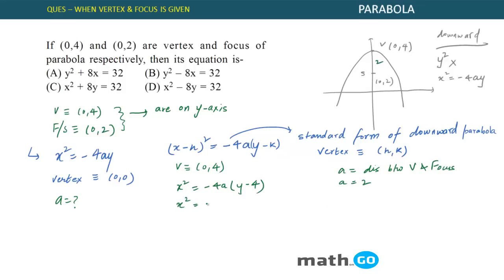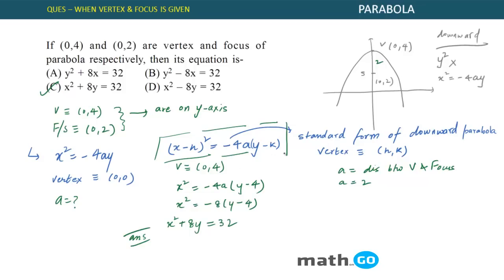So x square is equal to minus 8 into y minus 4. Can you see the answer now in the question? So your answer becomes x square plus 8y is equal to 32. This is the answer we are looking for, and this is how you solve questions like this when the vertex and the focus are given to you. So C is the option we wanted. Just compare them with your major standard formulas. I'll cover this in just a moment: what do you mean by these standard parabolas?